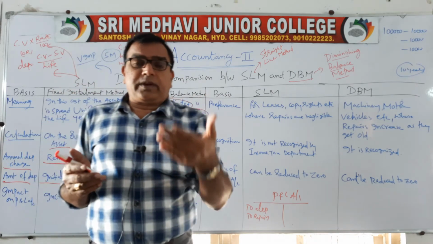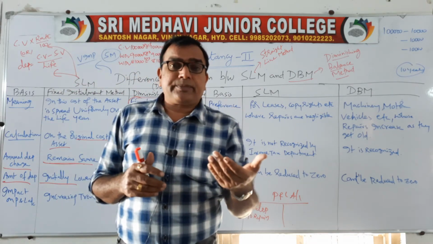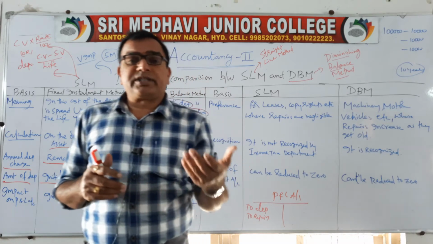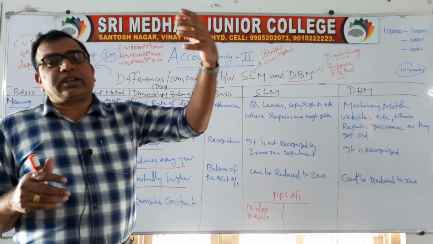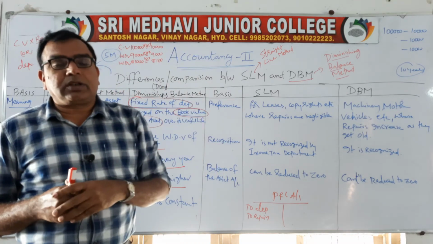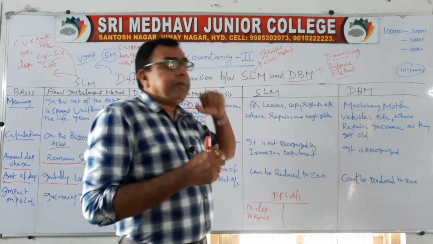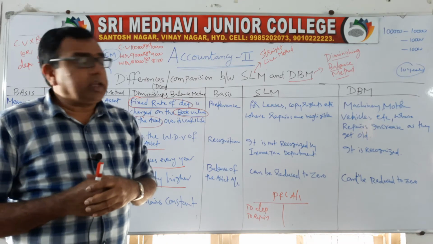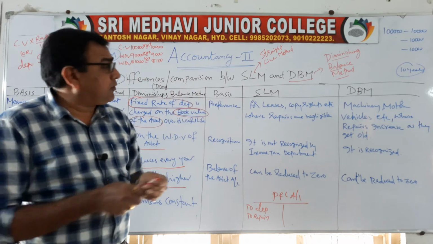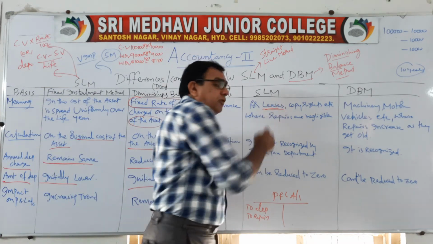Generally, for example, intangible assets like lease, copyrights, trademarks, for these assets you need not spend any repairs cost. There will be no maintenance cost. So, in such a case, we can apply the straight line method. Clear? So, the straight line method is preferable for lease. I hope all of you understand the meaning of lease.